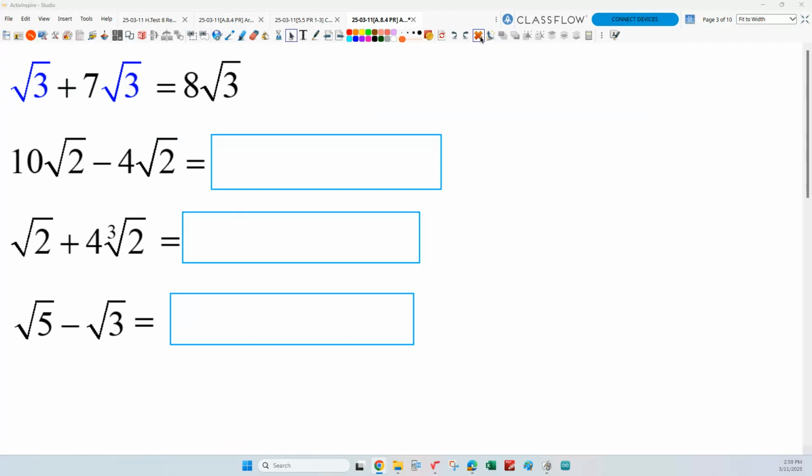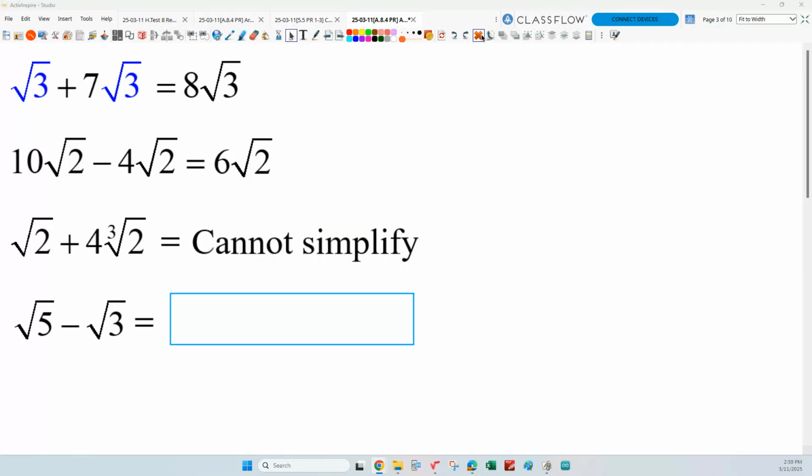How about the next one? 10 times the square root of 2 minus 4 times the square root of 2 is 6 times the square root of 2. Good. The radical doesn't change, does it? We're just talking about the numbers of those. So we'd end up with 6 of those. Okay? Next one. Can I add those? No, I cannot. I can't. They're different kinds of roots.